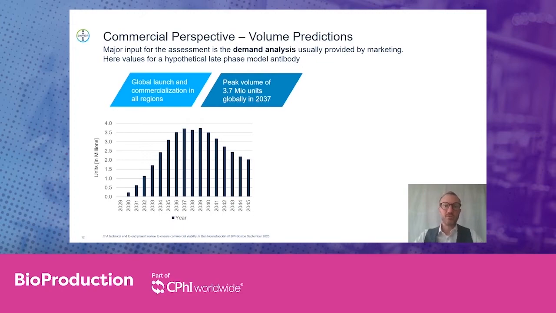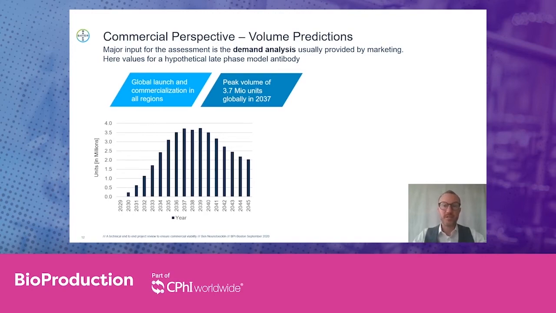Before I go into the details of the tools, it's worth mentioning that one of the most essential input parameters for the analysis is a demand forecast, usually provided by marketing. You can see here on the left side a volume-based per dose prediction for a hypothetical biomolecule through its predicted life cycle, over several years.